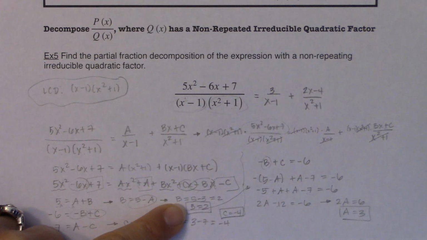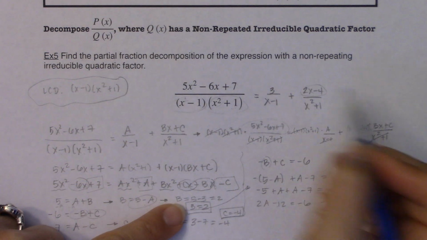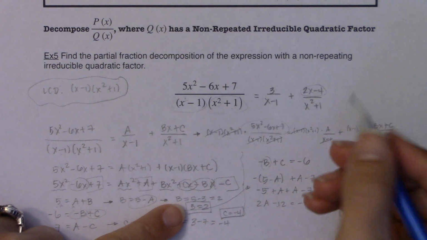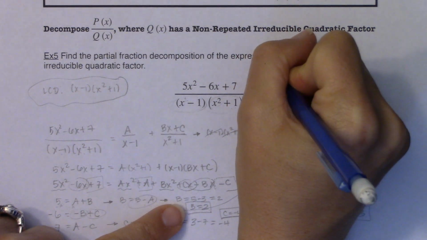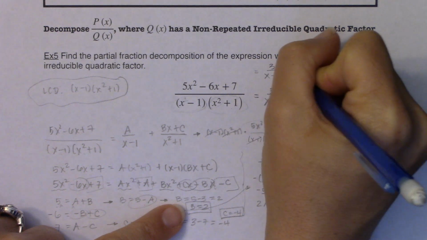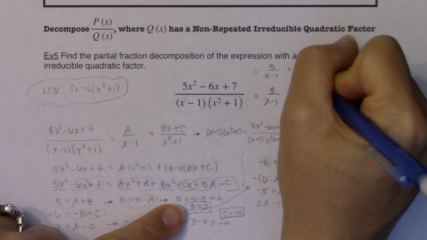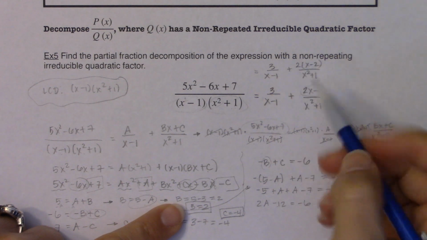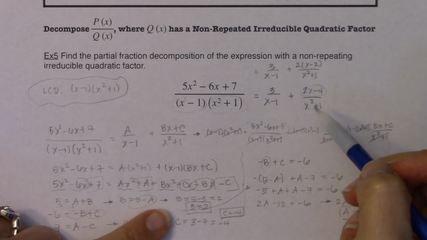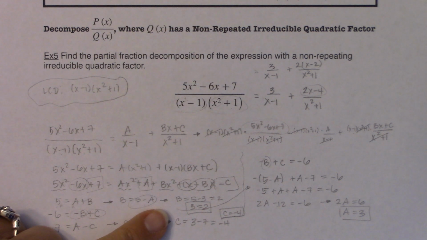And just looking at it, the most I could do if I wanted to was factor out a 2 from that numerator. So let me just give you an alternate way. You could have written this as 3 over x minus 1 plus 2 times x minus 2 over x squared plus 1. You don't have to do this. I just wanted you to see that those are equivalent, okay?